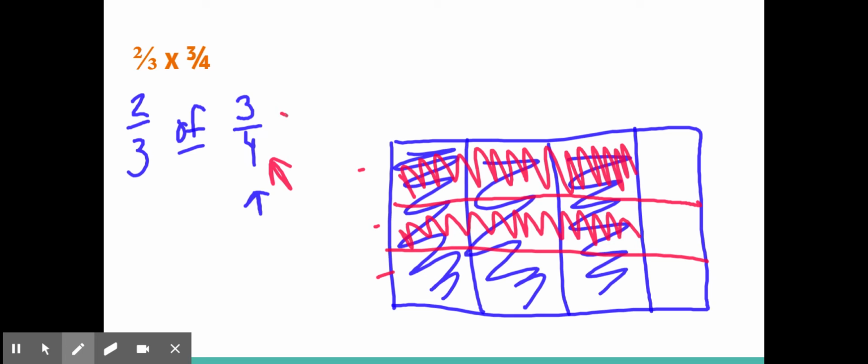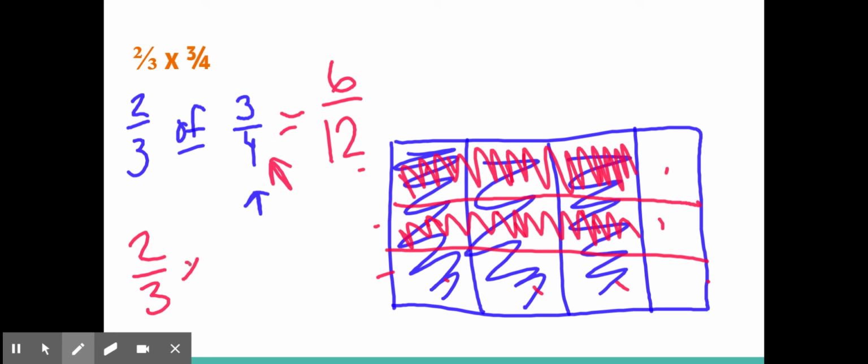So now, how much is colored in with both of those colors? Well, I have 1, 2, 3, 4, 5, 6 of what? 1, 2, 3, 4, 5, 6, 7, 8, 9, 10, 11, 12 of 12 equal pieces. So that gives me 6/12. Or if we had done our operational way, what's 2/3 of 3/4? Well, 2 times 3 is 6. 3 times 4 is 12.